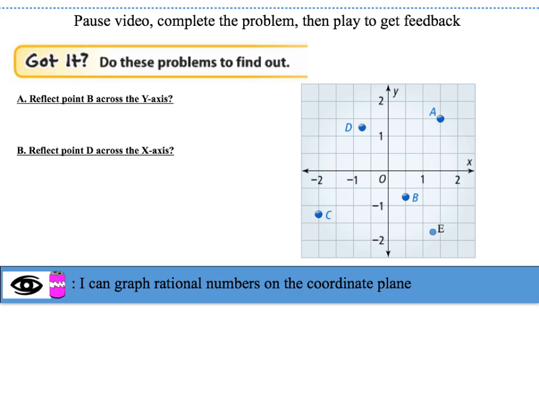Now that you had some time to work on these problems, let's take a look at the answer for letter A. It says to reflect point B across the y-axis. So the ordered pair for that would be negative 0.5, comma, negative 0.75. The reflection point for point D across the x-axis would be negative 0.75, comma, negative 1.25.